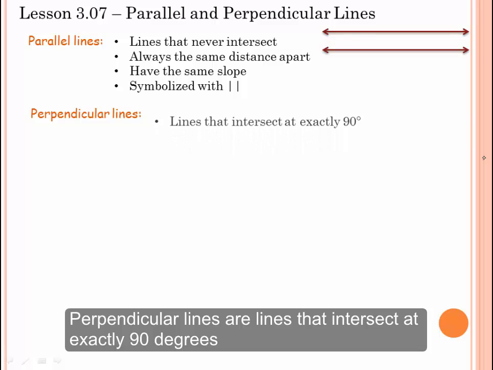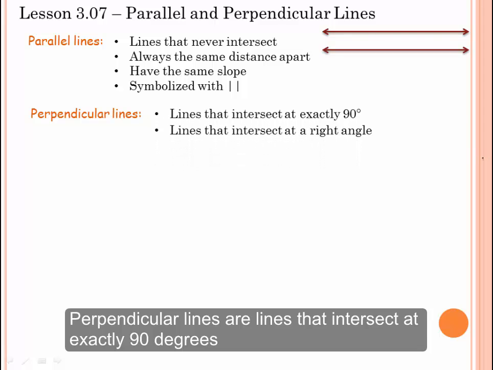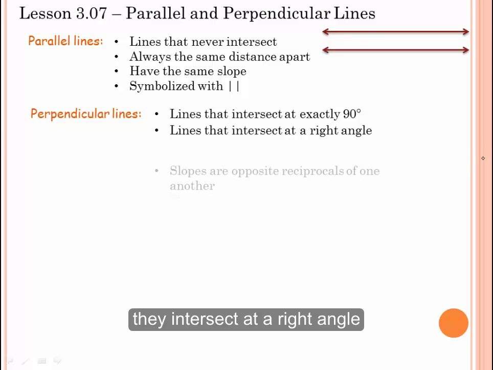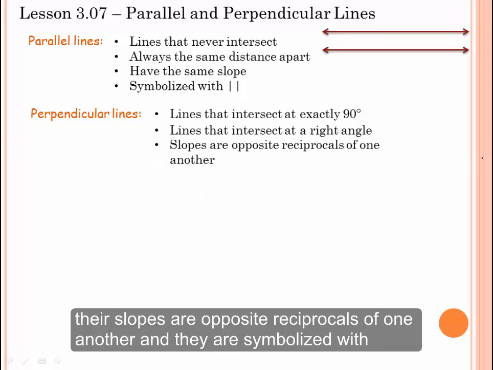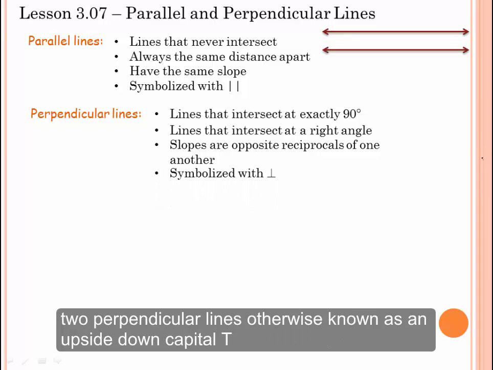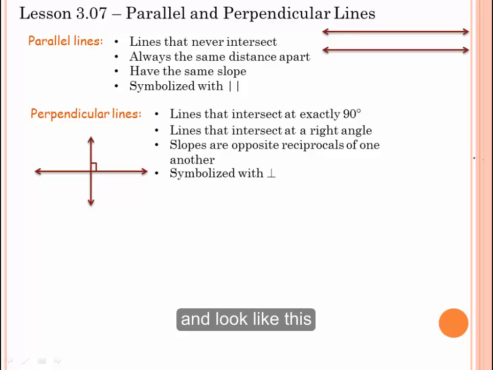Perpendicular lines are lines that intersect at exactly 90 degrees. They intersect at a right angle. Their slopes are opposite reciprocals of one another, and they are symbolized with two perpendicular lines, otherwise known as an upside down capital T, and look like this.